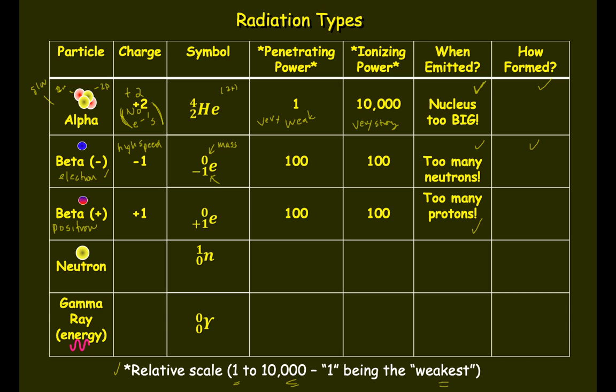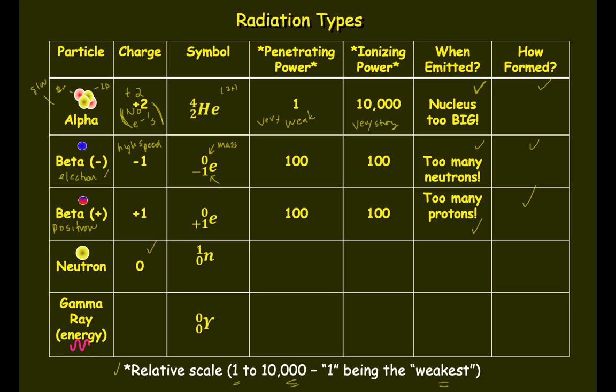And since there's only protons and neutrons in the nucleus, you can only have these 3 conditions. So when would you do this? You can either be too big, which means you have too many protons and too many neutrons, or too many protons by comparison. And again, how we're formed, we'll go over this in a minute. All right. You can also emit neutrons. A traditional neutron has no charge.